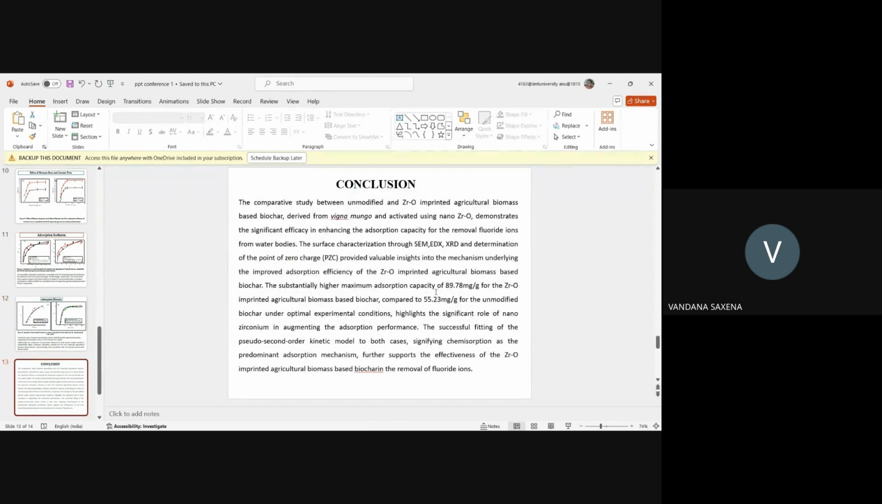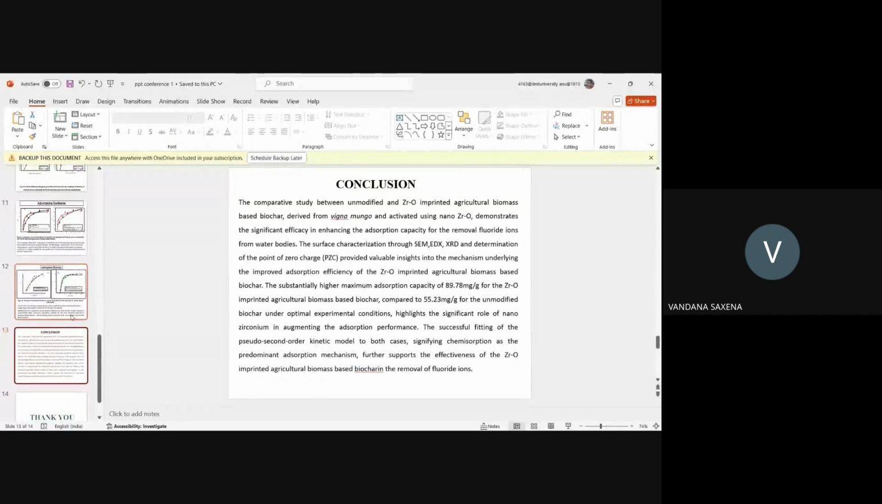So in conclusion, the developed zirconium oxide imprinted agricultural biomass is better in comparison to the unmodified adsorbent for the removal of fluoride ion from water bodies. It has a high adsorption capacity, which is 89.78. Since it is a low cost, eco-friendly and sustainable method, it can be applied at lab scale as well as industrial scale for the removal of fluoride ion from contaminated water bodies.